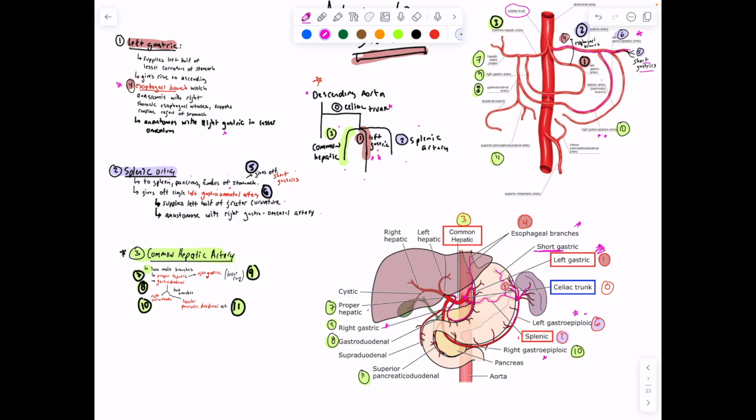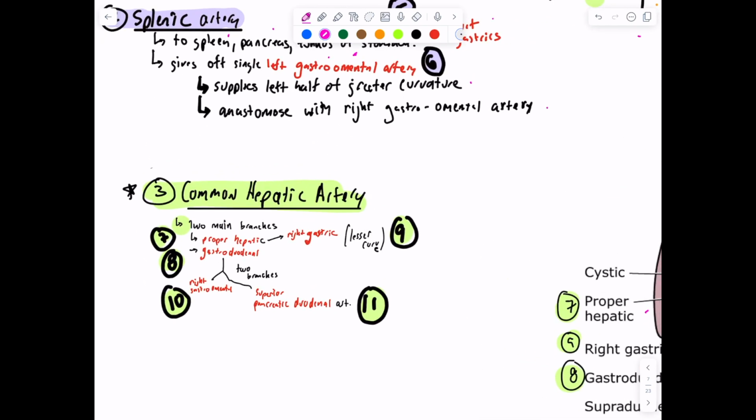All right, then our third branch is the common hepatic branch from the celiac trunk. That's going to break off into two main branches, the proper hepatic and then the gastroduodenal. The proper hepatic is going to give us our right gastric, which goes along the lesser curvature, and then that anastomoses with the left gastric, which we saw earlier. Our gastroduodenal branch is going to branch itself into two branches, the right gastro-omental, which we saw already, and then the superior pancreaticoduodenal. So let's just take a look.